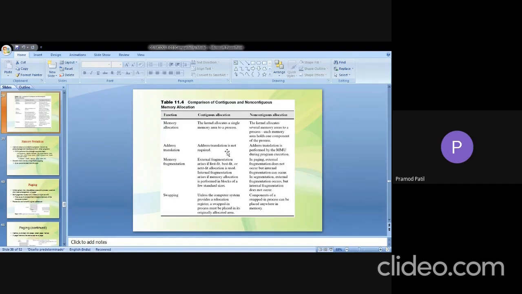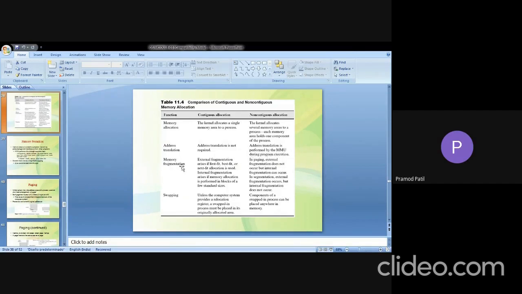Address translation. Address translation is not required in case of contiguous, whereas in case of non-contiguous, you require the memory management unit. So address translation is performed by the MMU, MMU in the sense memory management unit.